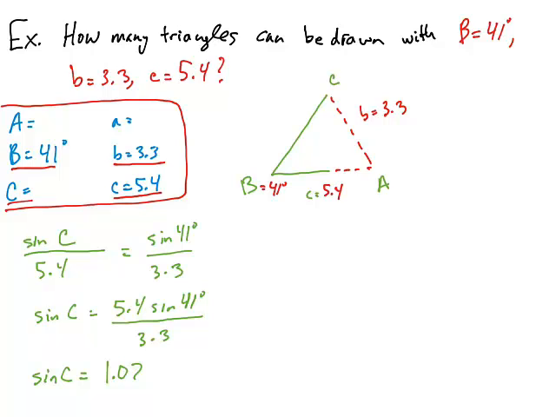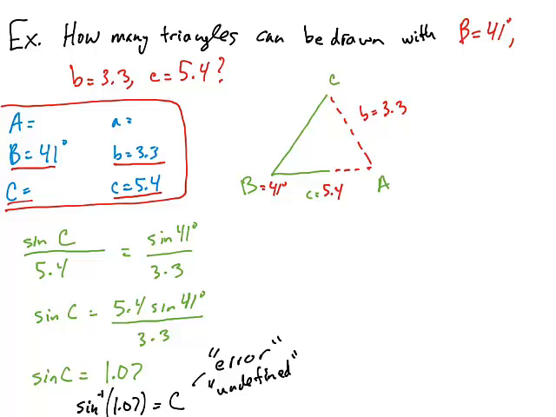At this point, to calculate this, we would use a calculator and we would use the inverse button on the calculator. And this is how we would type it in: sine inverse of 1.07 is equal to angle C. Now, if you type this into your calculator, you're going to get something that says error, or maybe it'll say undefined.